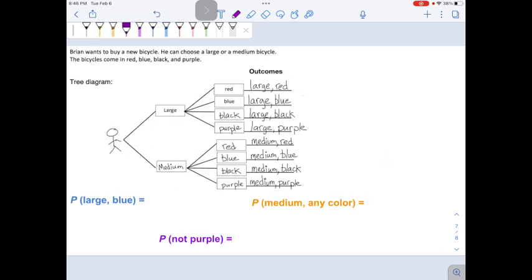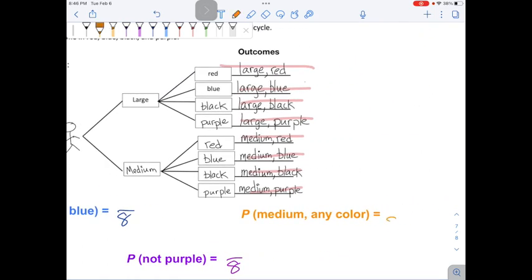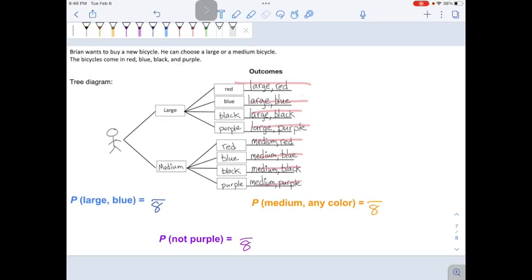I'm glad you asked. Here's the probability tree for the bikes. I can see that there are 1, 2, 3, 4, 5, 6, 7, 8 outcomes. So for every single one of these, I'm going to write 8 as my denominator. The last one, 8. Now I just look at the outcomes to try to find that exact event. First, we need large and blue. Here it is. But if I look through all the rest of them, there aren't any others, which means this one is 1/8.